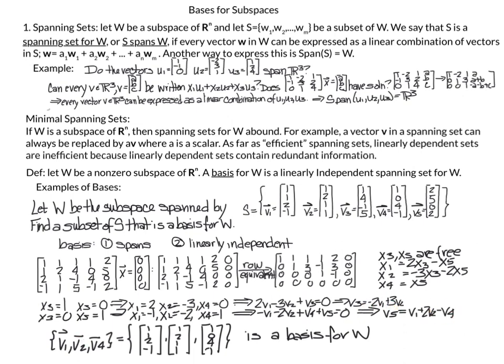So v1, v2, v4, which is (1, 1, 2, negative 1), (1, 2, 1, 1), and (1, 0, 4, 1), is a basis for W. It both spans and is linearly independent.